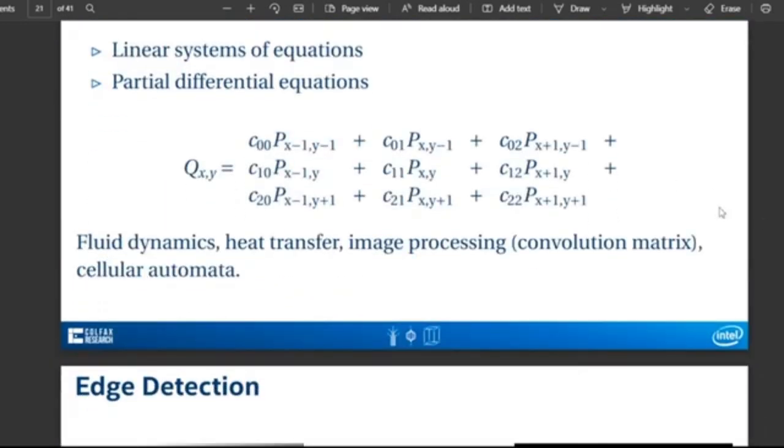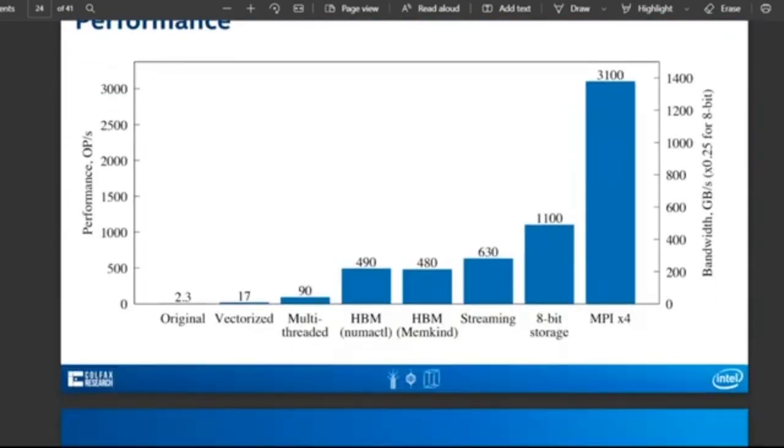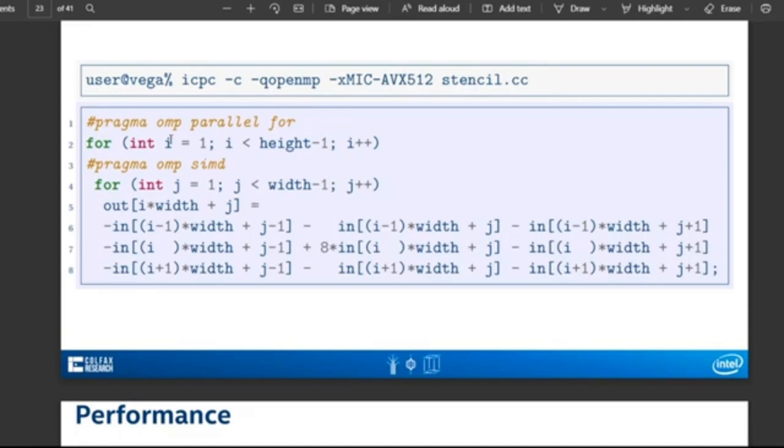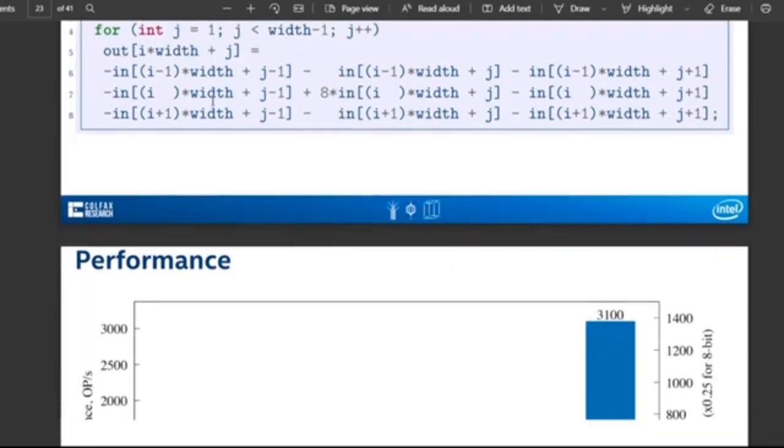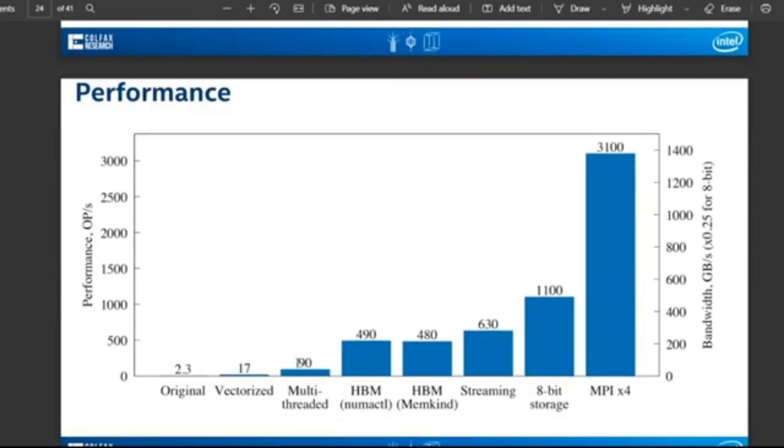And we'll just quickly go through. We're going back to the same use case, which is a stencil multi-threading. So here we put a pragma OMP parallel for, and then we've got our pragma OMP SIMD from before. With the combination of those two directives, we've managed to improve the performance up to 90 ops per second, which is excellent.